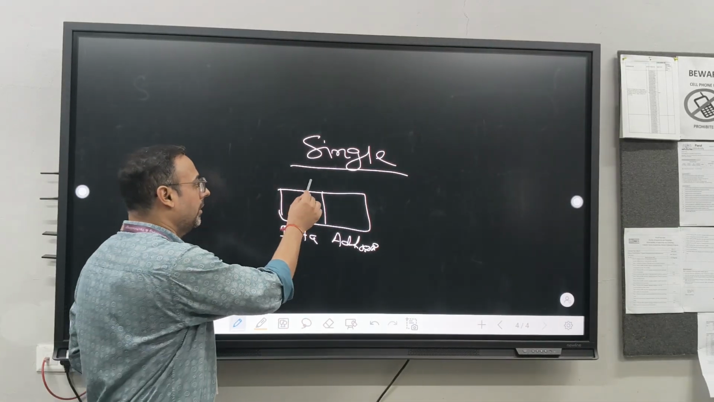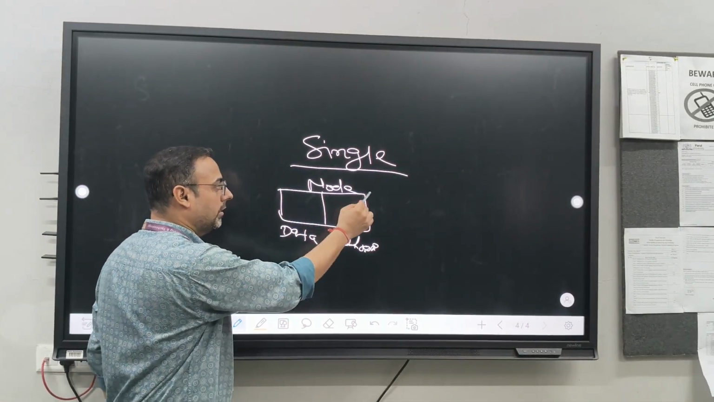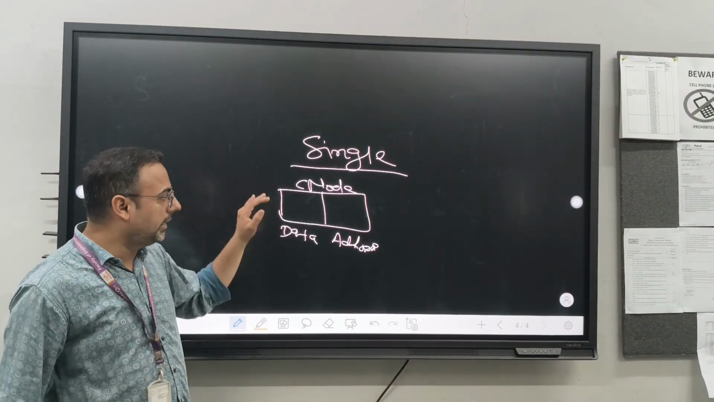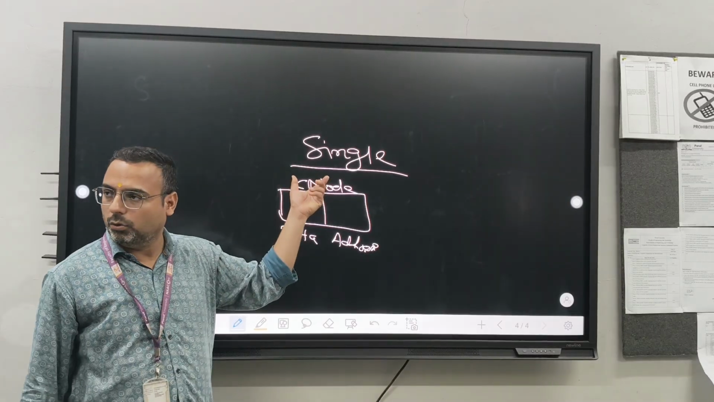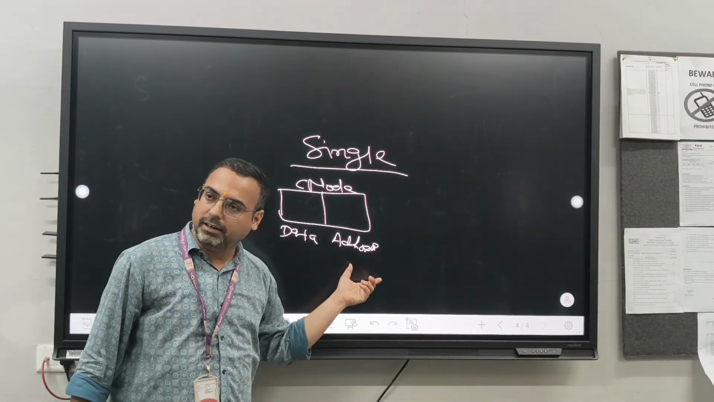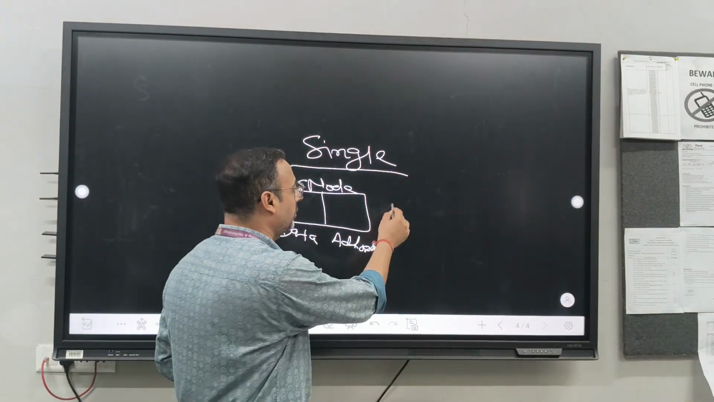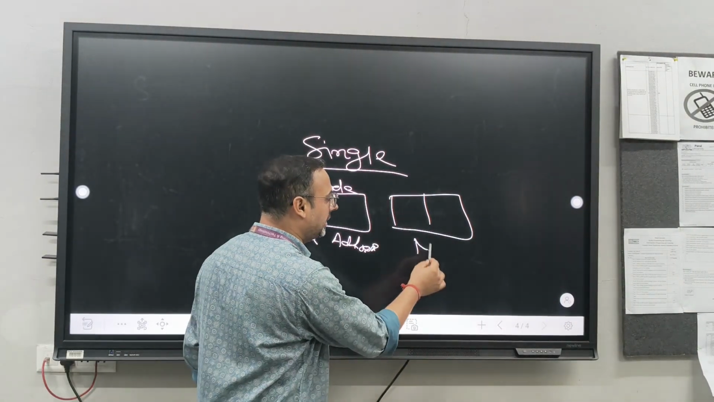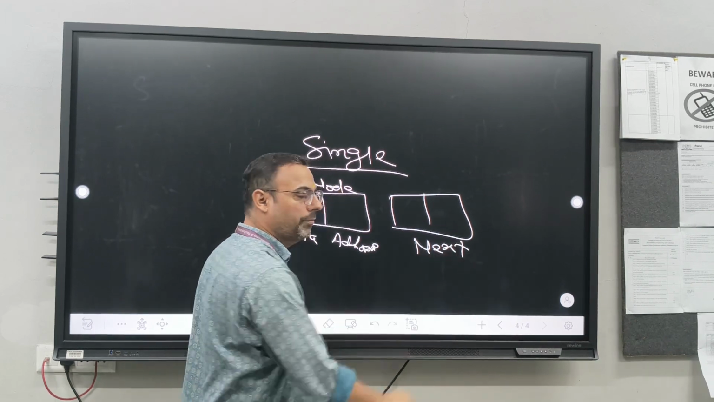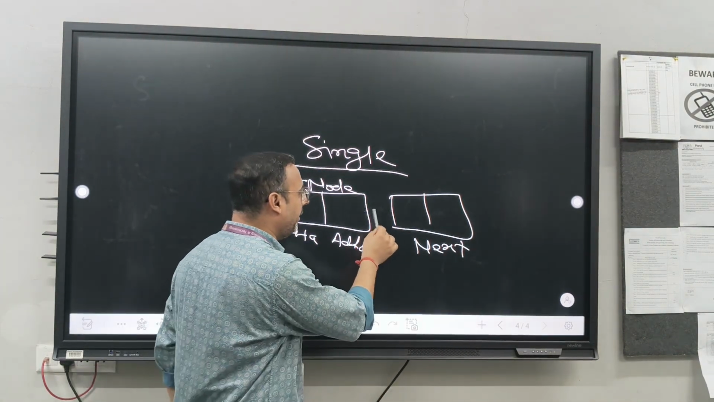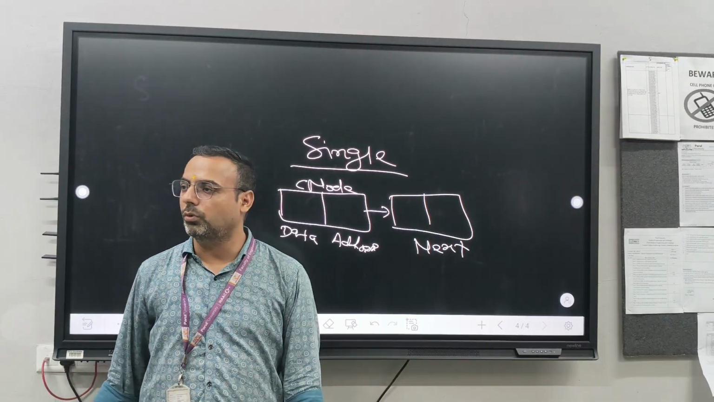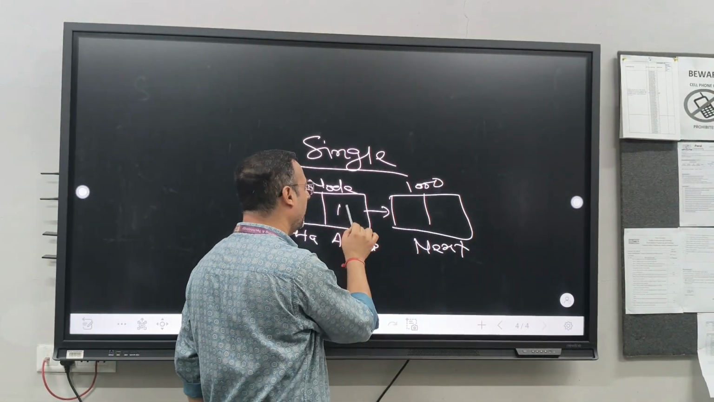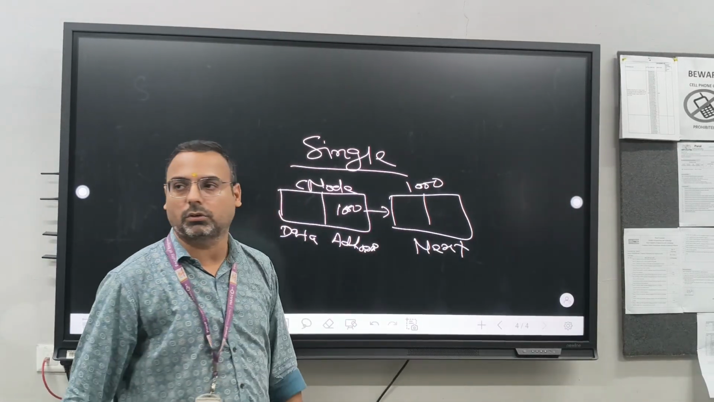Maybe this node is the current node. मान लो this is the current node. So this data is for the current node. But if I am talking about the address, so this address is for the next node. So I am writing here that this is the next node. It means it carries the address of this node. Maybe the address of this node is 1000. So here we have to mention the 1000.